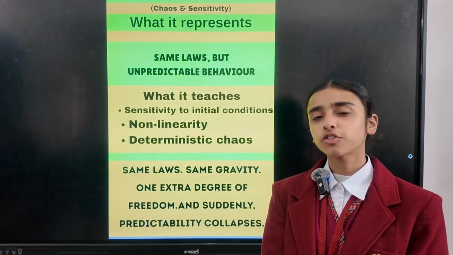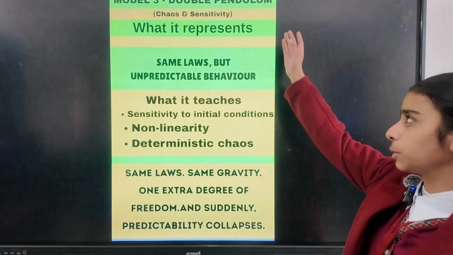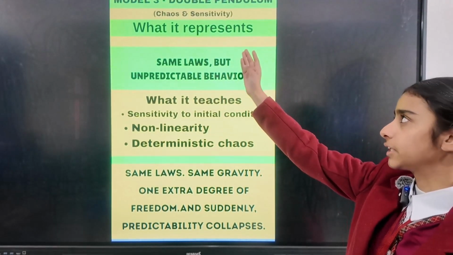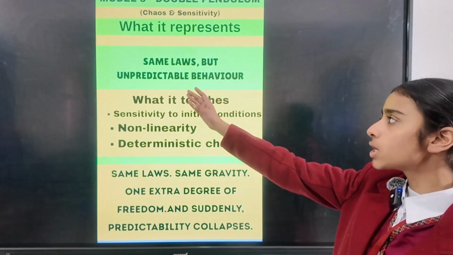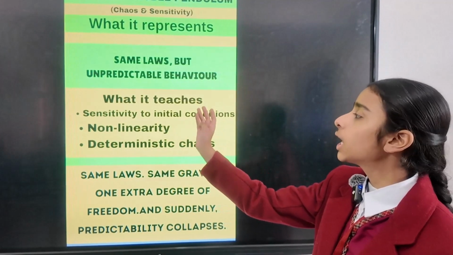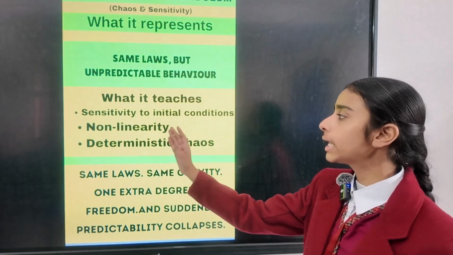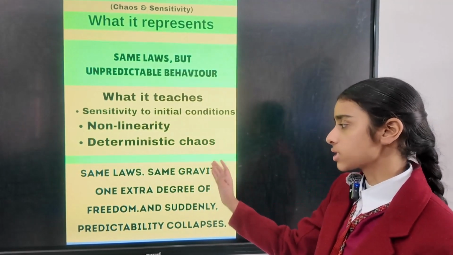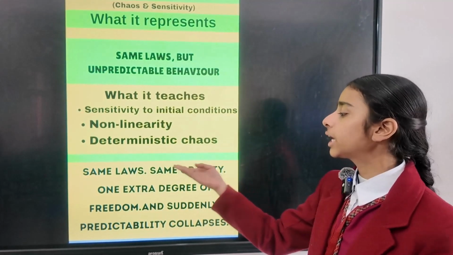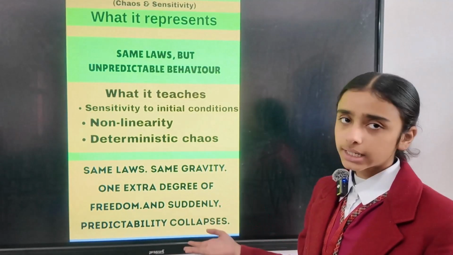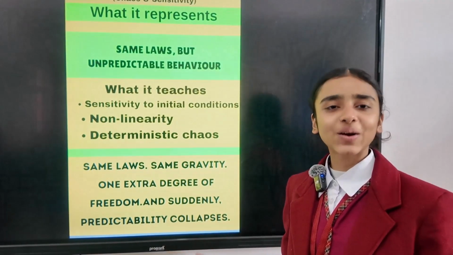Now, the third model of my project is the double pendulum, which shows chaos and sensitivity. It represents same laws but unpredictable behavior, and it teaches us sensitivity to initial conditions, non-linearity, and deterministic chaos. Same laws, same gravity, one extra degree of freedom, and suddenly predictability collapses.